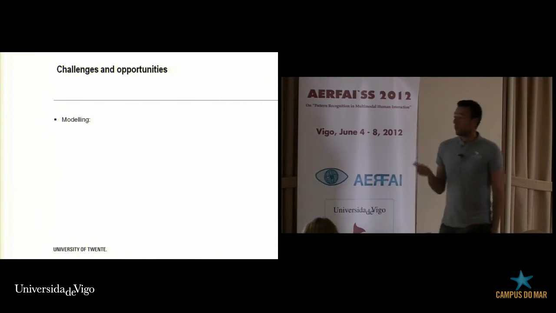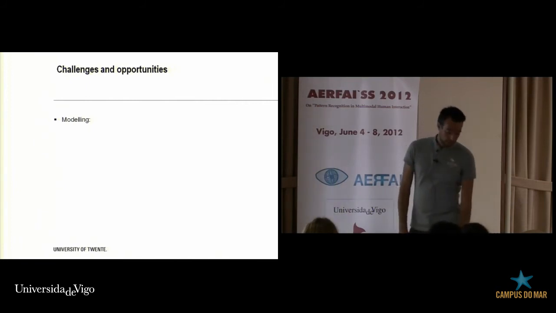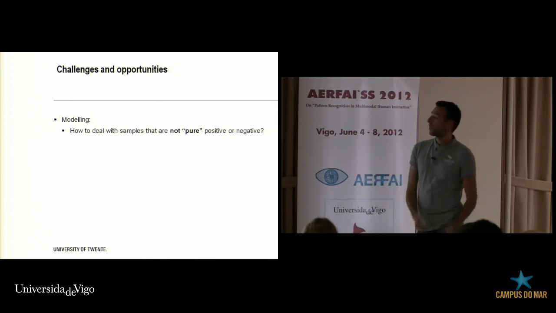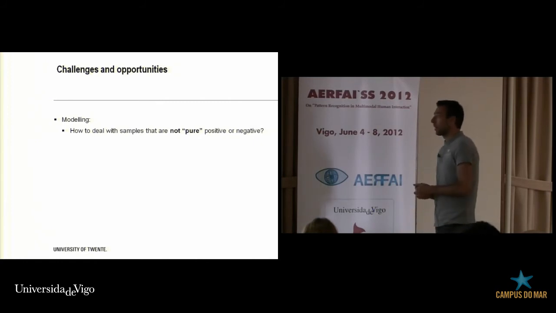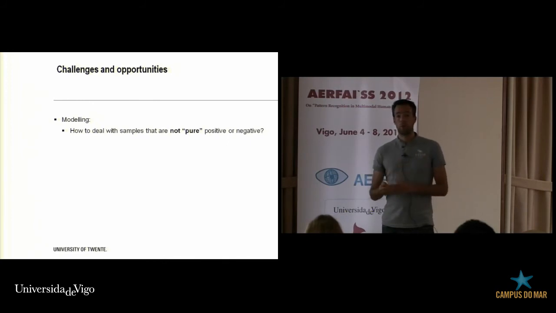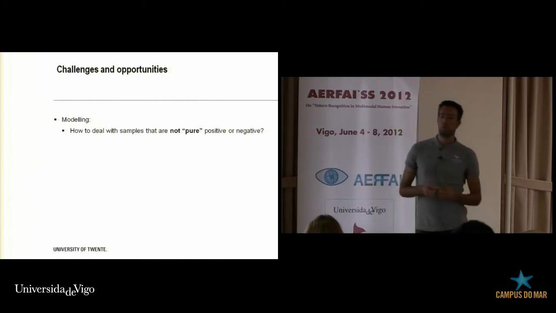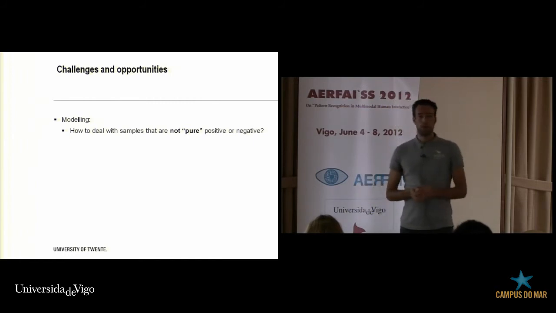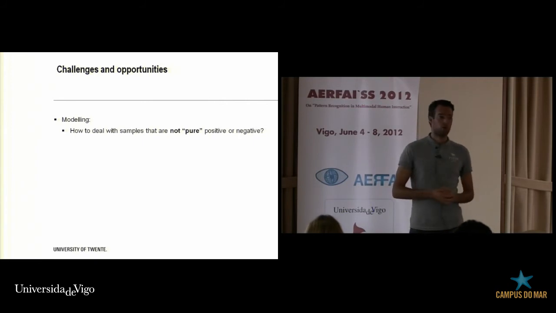From the modeling point of view, the machine learning point of view, we have to really address how to deal with samples that are not purely positive or negative. There were always moments in time that are better than others. How should we deal with this? Is this black-and-white machine learning, just good or negative? Is it good enough? Or should we have more of a regression type of approach?